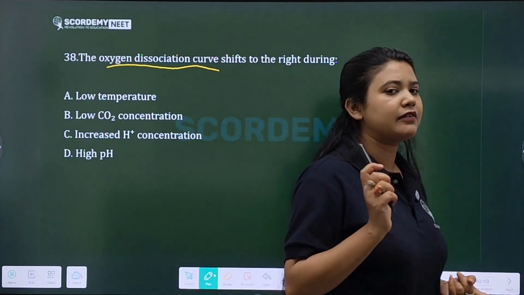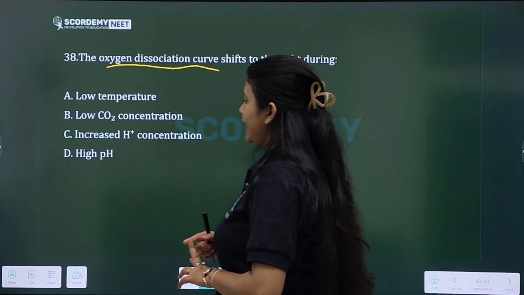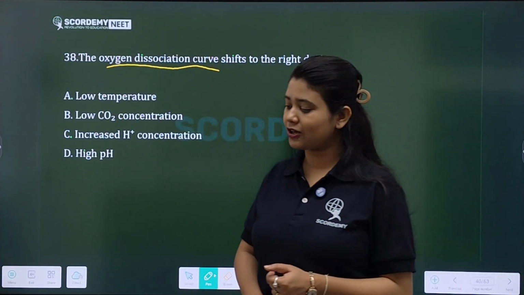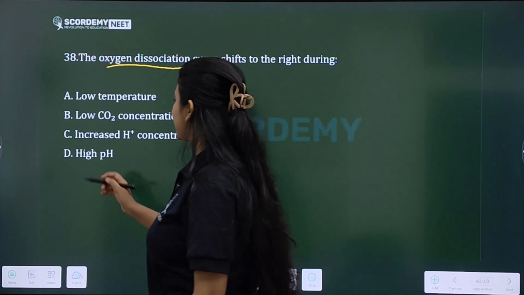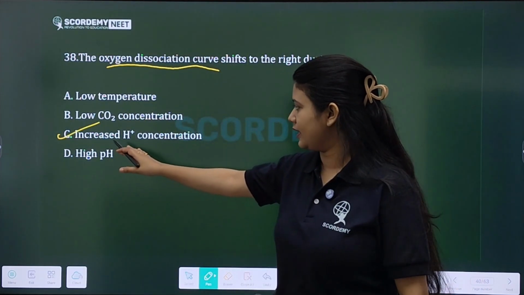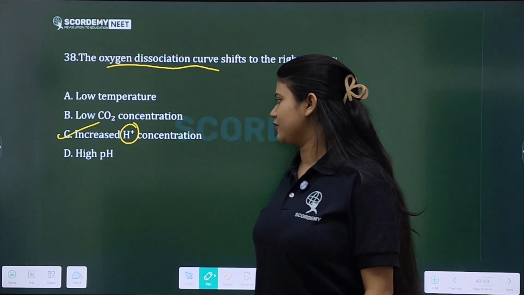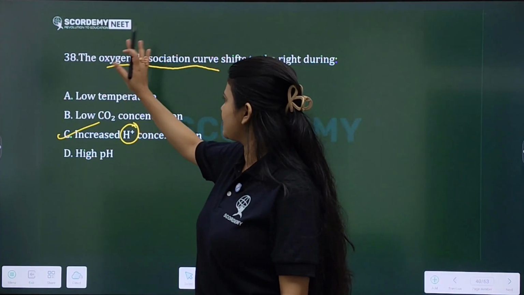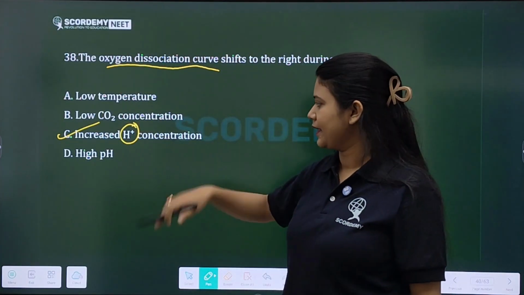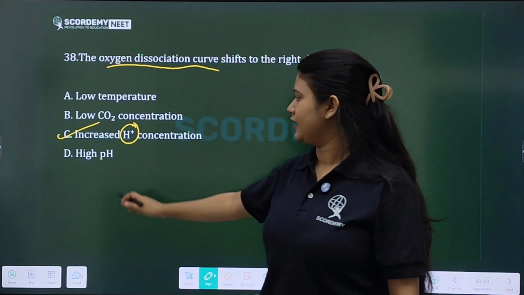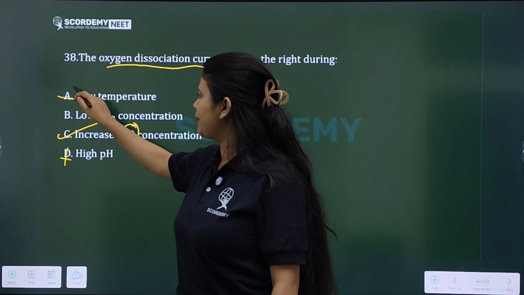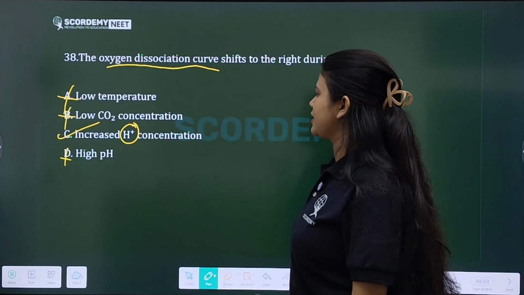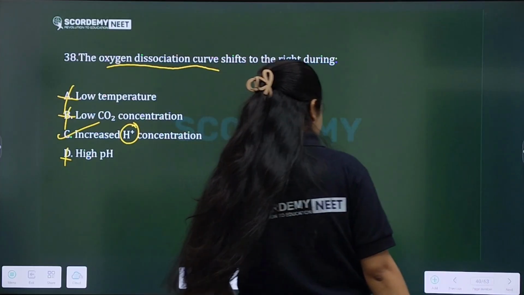Several factors shift it: an increase in temperature, then low pH. What does low pH mean? Acidic condition, meaning a higher concentration of hydrogen ions, or hydronium ions. This will shift the oxygen dissociation curve towards the right. So it will be low pH, not high pH. Not low temperature, but high temperature. Not low carbon dioxide concentration, but high carbon dioxide concentration.